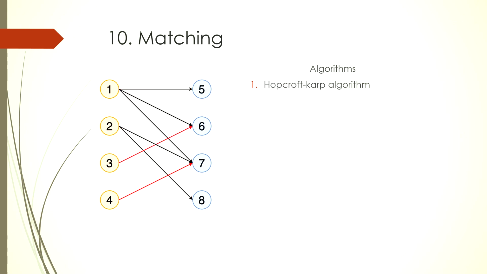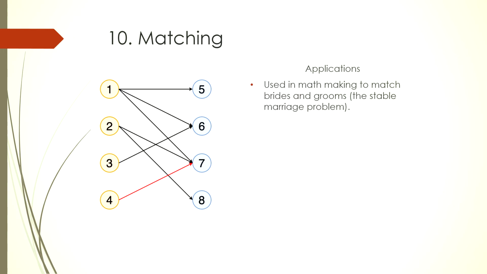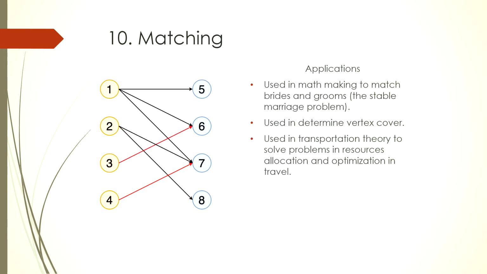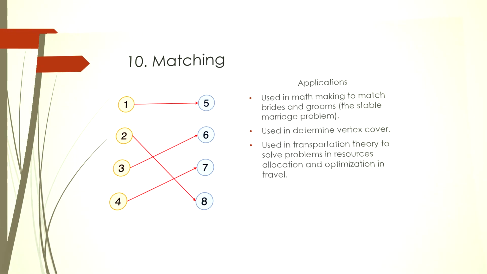Algorithms: Hopcroft-Karp algorithm, Hungarian algorithm, Blossom algorithm. Application: used in matchmaking to match brides and grooms, the stable marriage problem. Used to determine vertex cover. Used in transport theory to solve problems in resource allocation and optimizing travel.